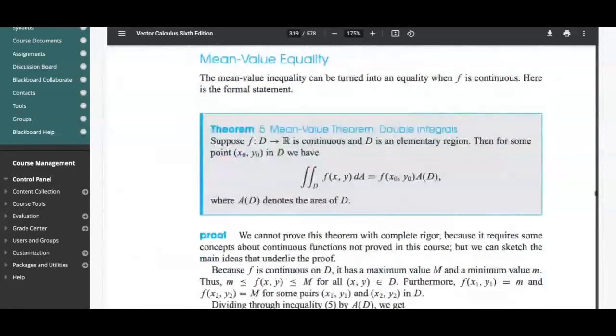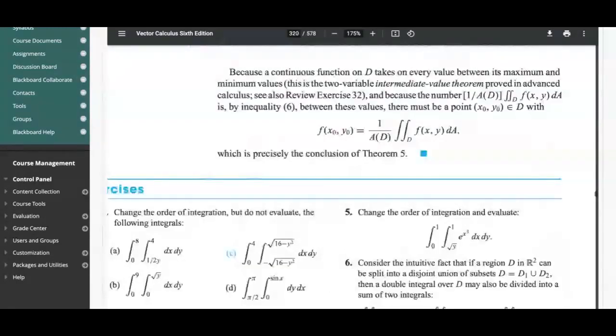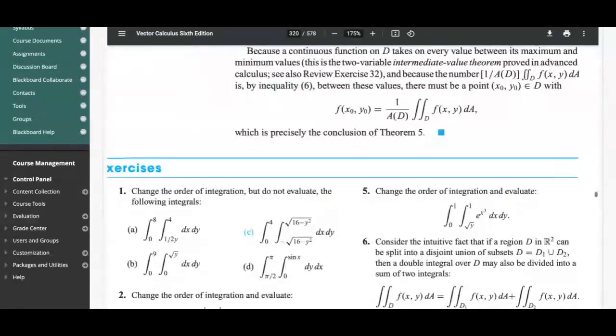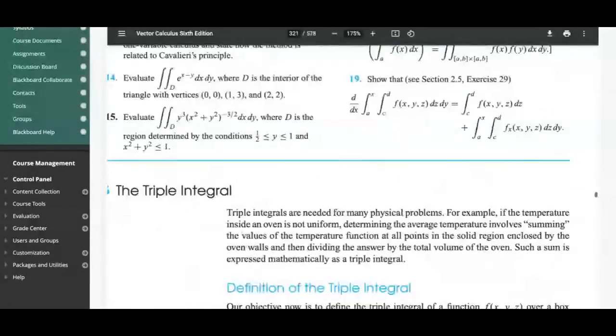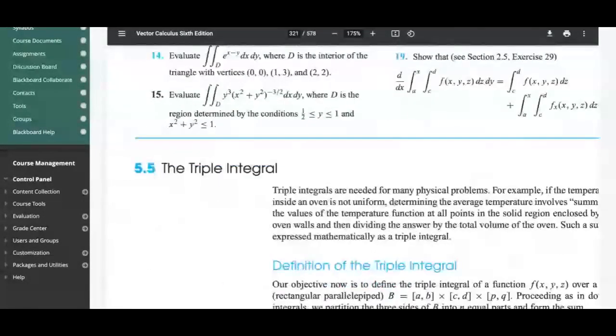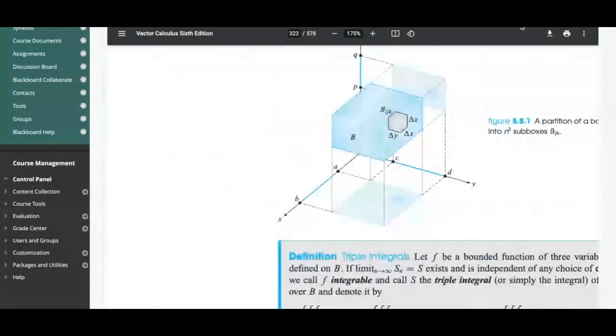Mean value equality, it's not important. All right, so basically that's for today, change of order of integration. Next class, we're going to talk about the triple integral. We're going to chapter 6.